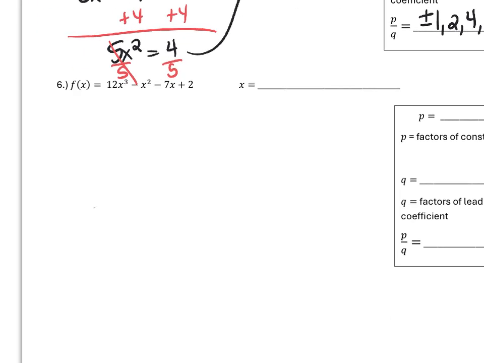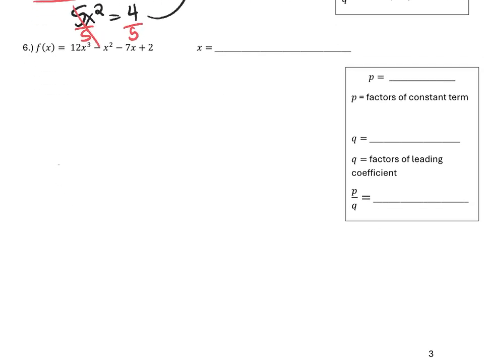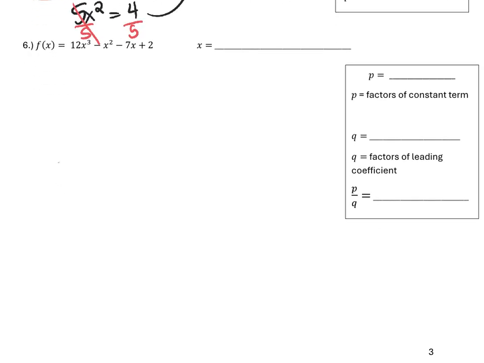All right, let's do one more. Number 6. So P, factors of 2, would be plus or minus 1, plus or minus 2. And then Q is 12. This is going to be so many. 1, 2, 3, 4, 6, 12.